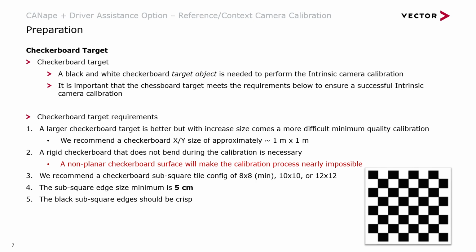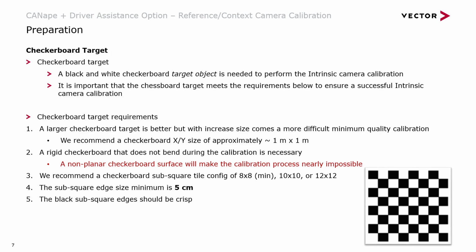We recommend an approximate chessboard dimension of 1 meter by 1 meter. A rigid chessboard is needed to ensure planarity of the target object. Target objects that bend while the calibration images are being taken will have a negative influence on the quality of the calibration and may even prohibit the completion of the calibration routine.